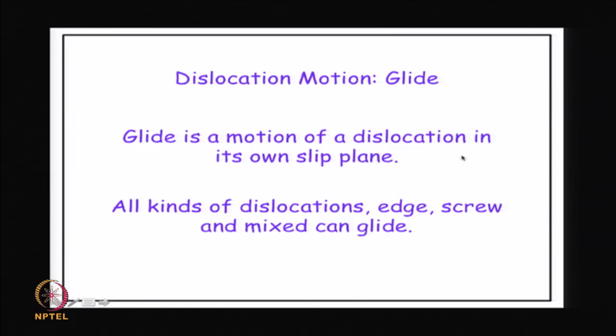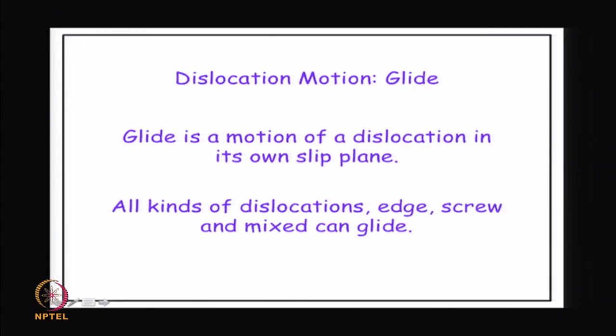Glide is a motion of a dislocation in its own slip plane. Every dislocation, as you know, has a slip plane defined by its Burgers vector and the line vector. In the case of edge and mixed dislocations, there will be a unique slip plane because T and B are not parallel. In the case of a screw dislocation, since T and B are parallel, any plane passing through the dislocation line can act as a slip plane. So, screw dislocations have a non-unique slip plane.